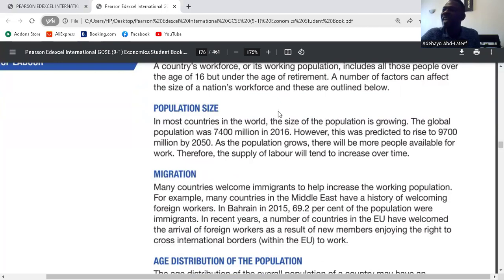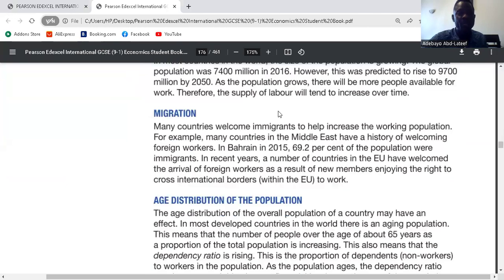So the population size will determine the supply of labor. If the population is increasing, the supply of labor would increase. If it's reducing, the supply of labor would decrease, sorry. Migration is another factor. So people moving in and out of the country will determine the supply of labor. So if the number of immigrants increases, the supply of labor will increase in that economy. Did you get it?